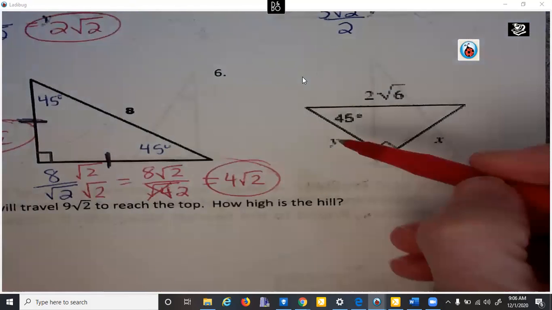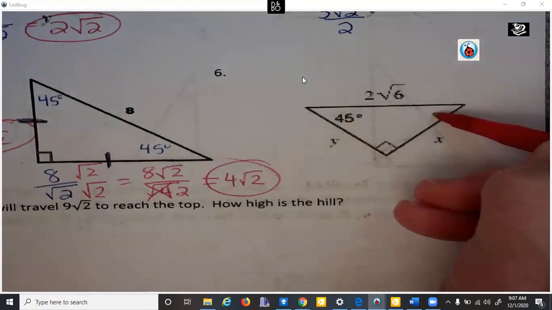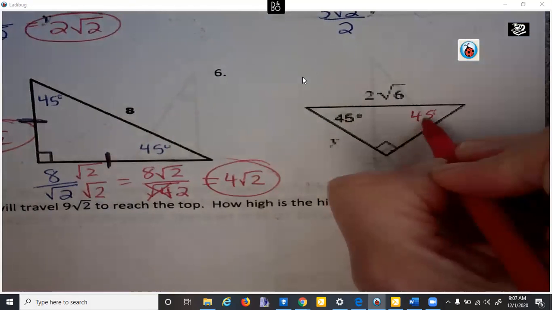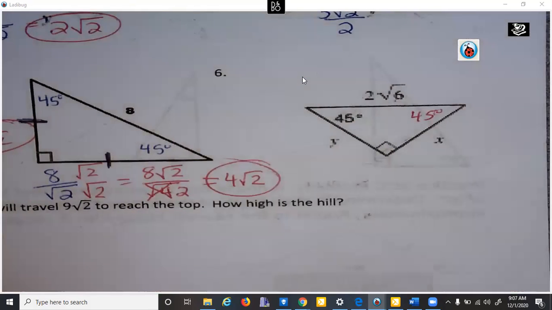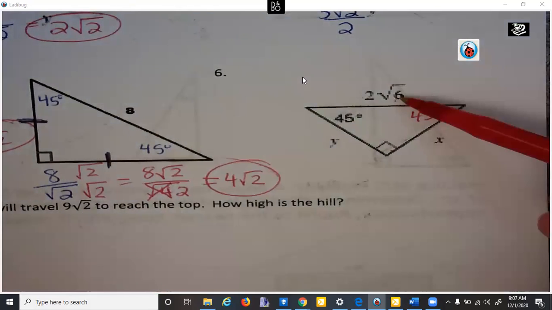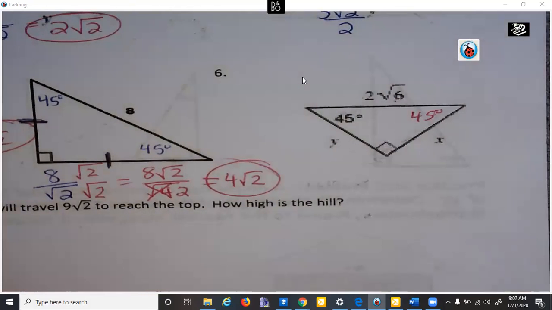I have a 45 and a 90. So what does this one have to be? 45 again. Good, thank you. 2 root 6, is that a hypotenuse or a leg? Hypotenuse. And how do I get to a leg? Do I divide or multiply? Divide.